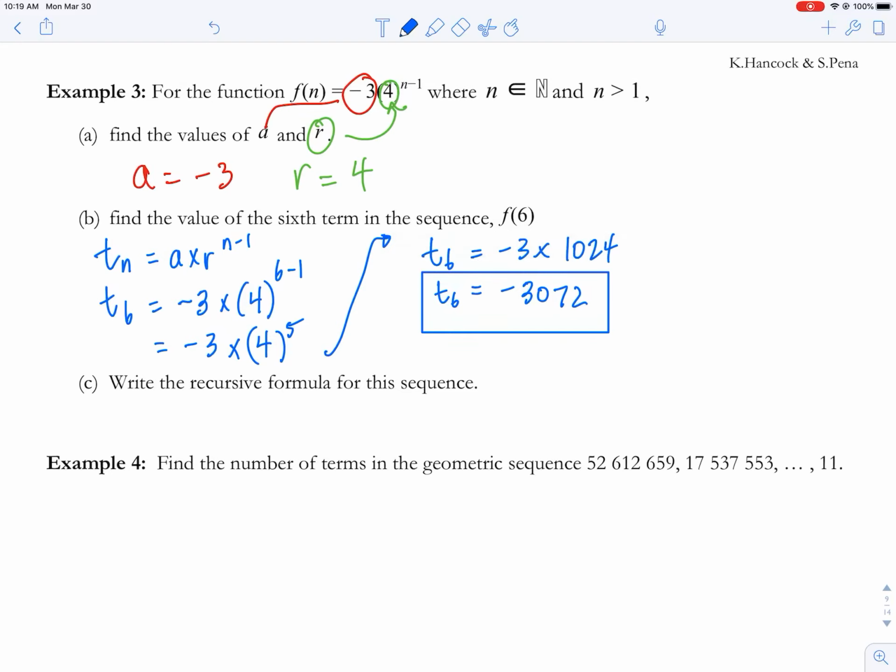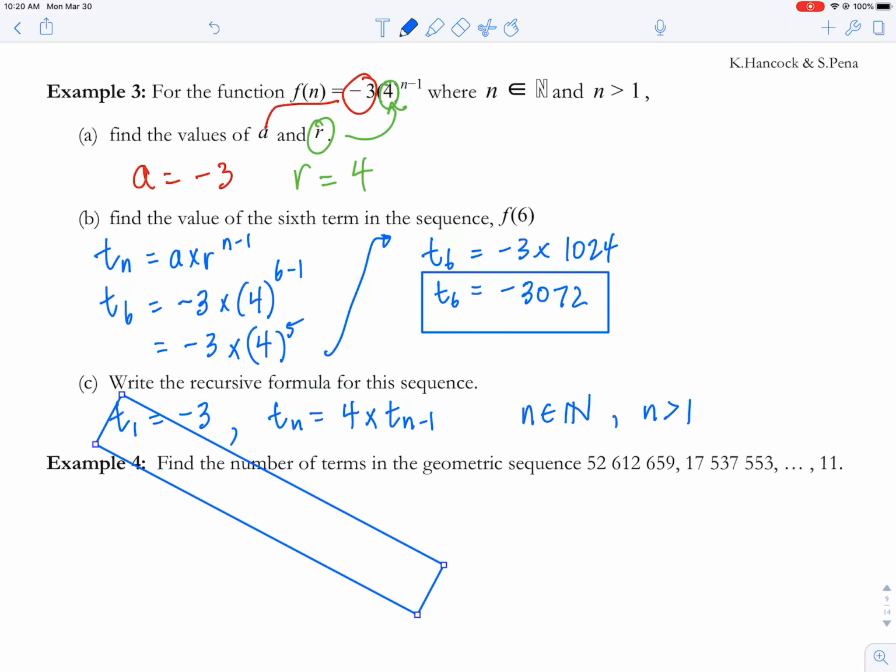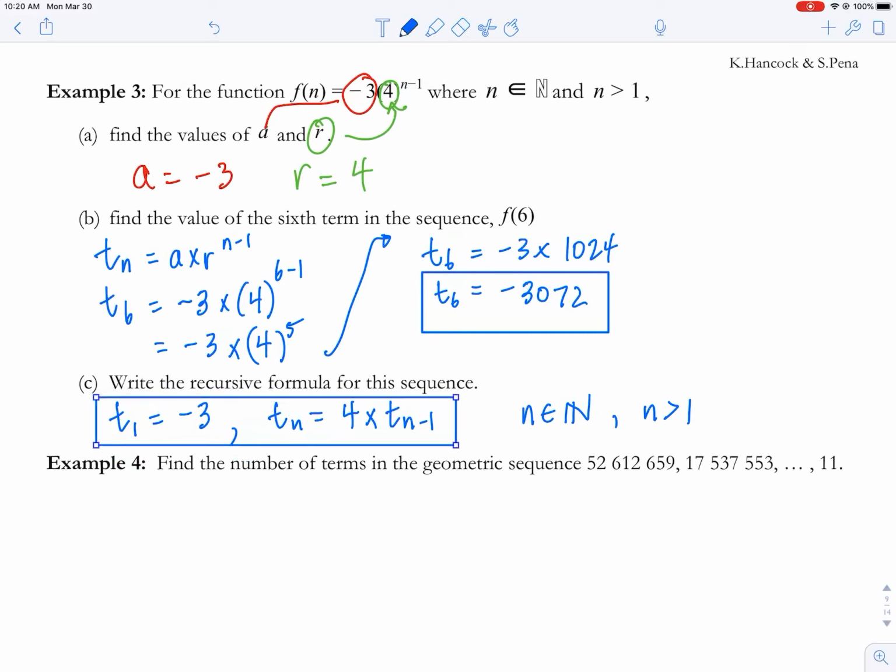For part C, it wants us to write a recursive formula for this sequence. So T1 equals minus 3, because we always say what our first number is. And then t to the n is going to equal r, which is 4, times t to the n minus 1, with n being an element of the set of natural numbers and n being greater than 1. This is going to be our recursive formula.